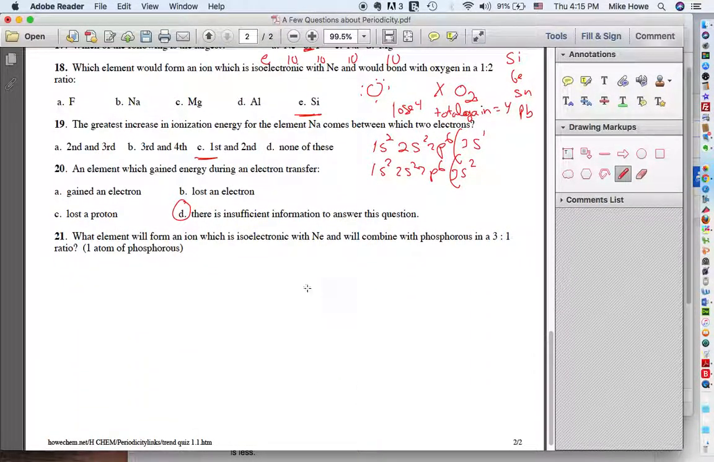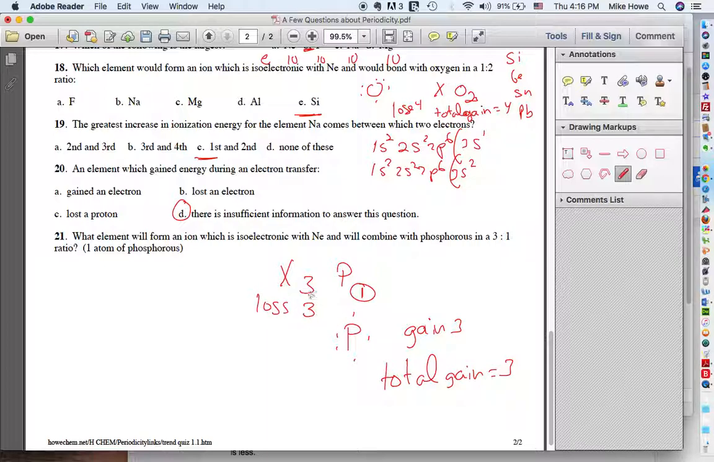All right, then this last one, you have X3P. Here's P, 1, 2, 3, 4, 5 valence electrons. So it's going to want to gain 3. So the total gain here is going to be 3 because there's only one atom of phosphorus. If there's nothing there, there's an implied 1. So that means that the loss is 3 also, because the gain and the loss have to be the same. But there are 3 atoms. So each atom loses 1 electron.